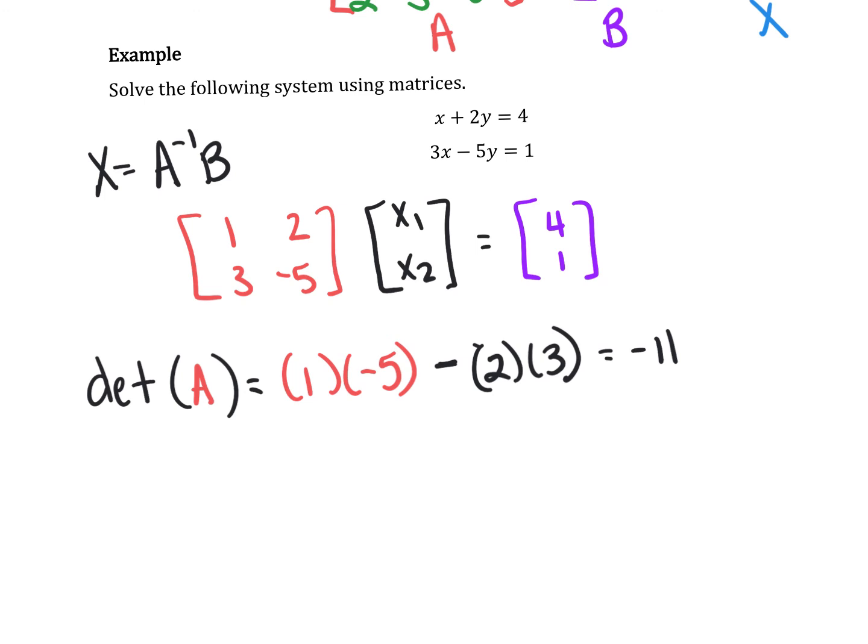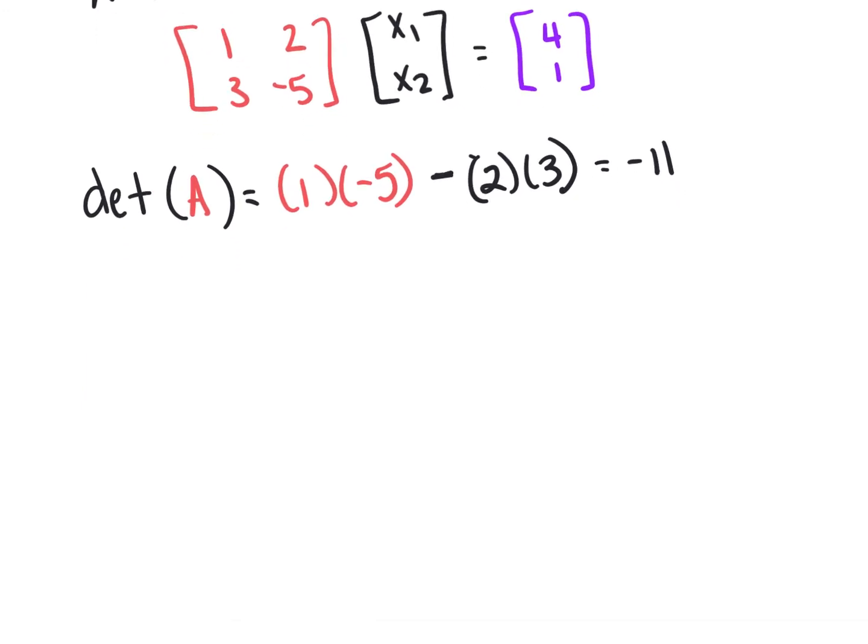So now that we have the determinant, the next step to find A inverse is, remember, we need to flip the diagonal right here. So we're going to flip 1 and -5. They change spots, so this becomes -5 and this becomes 1. And then we negate the other diagonal, so we make this a -2, and it's a -3. So remember, that's the process. And we have to multiply that by the determinant.